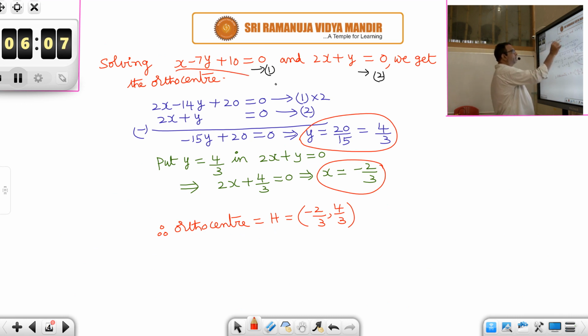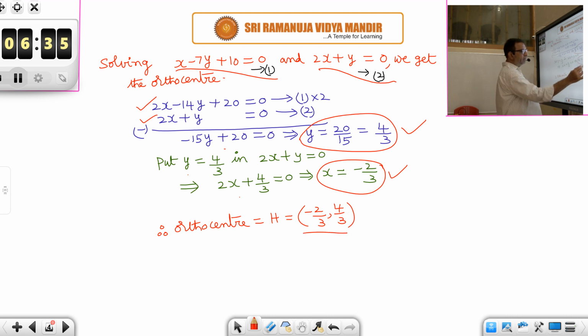So let us call this the first equation, and this the second equation. The first equation is multiplied by 2. The second equation I have written as it is. Then subtracting, you get the value of y equal to 4 by 3. Put y equal to 4 by 3 in the second equation, then you will get x equal to minus 2 by 3. Therefore the orthocenter H has x coordinate minus 2 by 3, y coordinate 4 by 3.